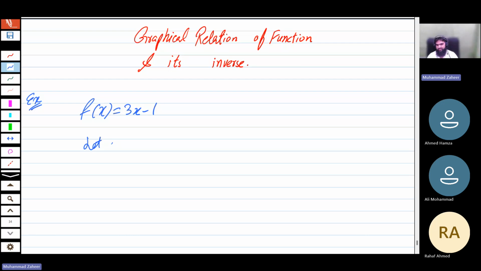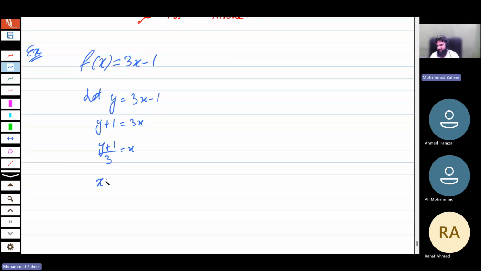Now we have f of x is equal to 3x minus 1. So let me have y is equal to 3x minus 1. We have to make x the subject, so y plus 1 is equal to 3x. So y plus 1 divided by 3 is equal to x. So now we have to replace y with x and x with the inverse function.